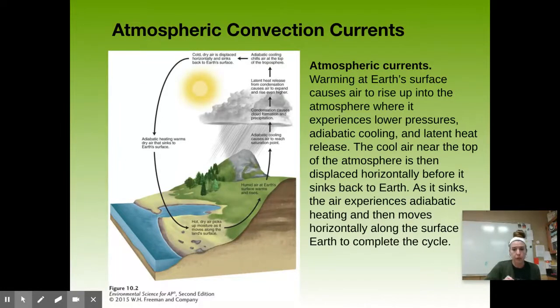Don't get that twisted, but you also become so much less dense, just because there's less pressure on you from gravity, that you actually rise faster. And as you rise faster, you release what is called your latent heat.